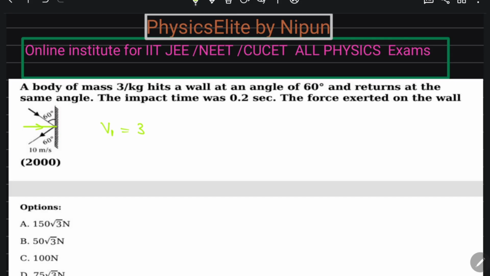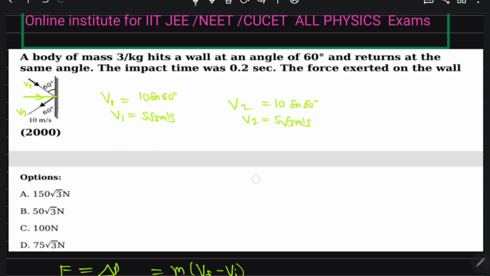So here you see when this body is moving like this. So if I resolve this, so this velocity is 10 sine 60. So that is sine 60 means 5 root 3 meter per second. And v2, this is v1 when they are coming. This is our v2 after collision when they are going. So this is 10 sine 60. So this is also 5 root 3 meter per second.